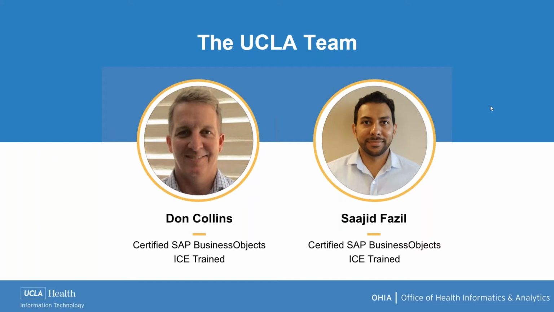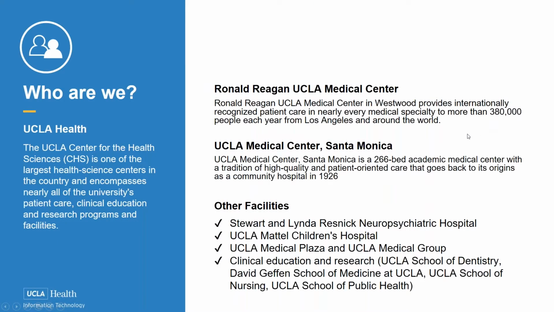Excellent. Thanks, Saajid. I know you guys are probably champing at the bit to get into the actual topic. Let me just take a little time. I actually didn't properly introduce UCLA Health, and I'd like to do that now. UCLA Center for Health Sciences is one of the largest health science centers in the country and encompasses nearly all of the university's patient care, clinical education, and research programs and facilities.